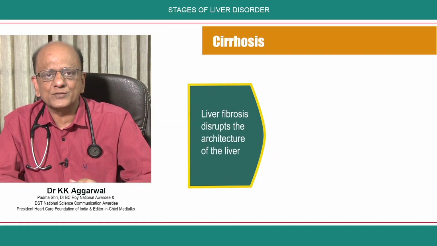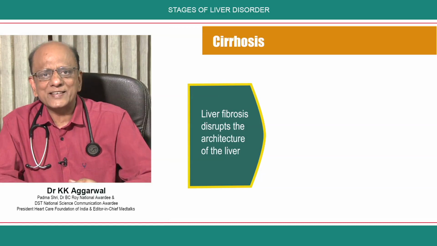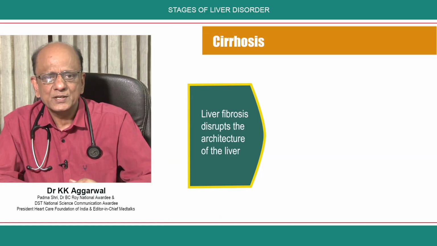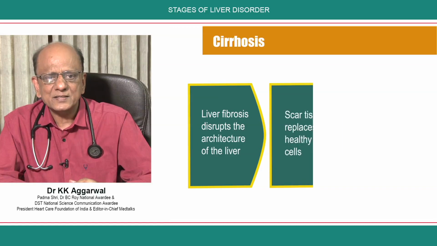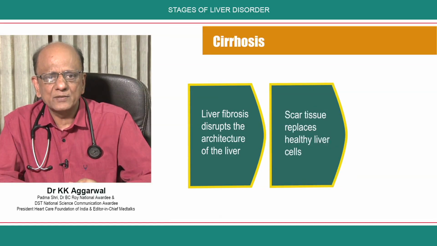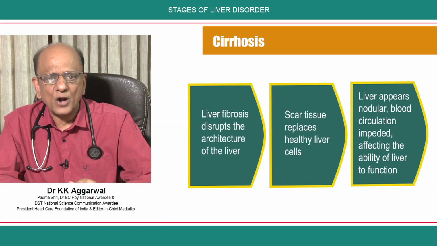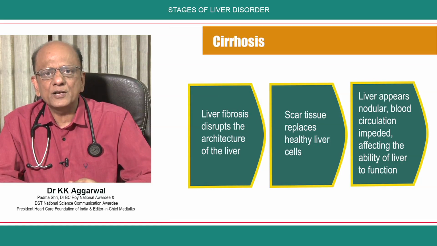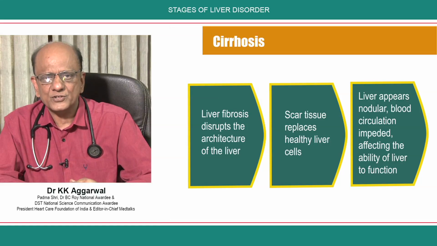The next is the stage of cirrhosis, when liver fibrosis becomes so extensive that it disrupts the architecture of the liver. It is known to have reached the phase of cirrhosis. With the development of cirrhosis, scar tissue replaces healthy liver cells. The liver appears nodular, blood circulation is impeded, affecting the ability of the liver to perform its functions.